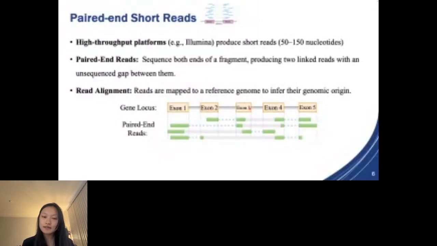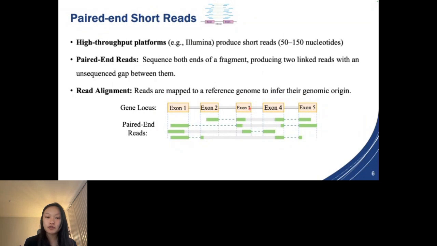Okay, so let's look more at the dataset. For the type of dataset, we mainly focus on data generated by high-throughput short-read sequencing platforms. These technologies produce millions or even billions of reads, but each read is relatively short, typically 50 to 150 nucleotides long. A common technique is paired-end sequencing. We sequence both ends. This gives us two linked reads, which we call mates, separated by unsequenced gaps in the middle. We mark these as the gray blocks here.